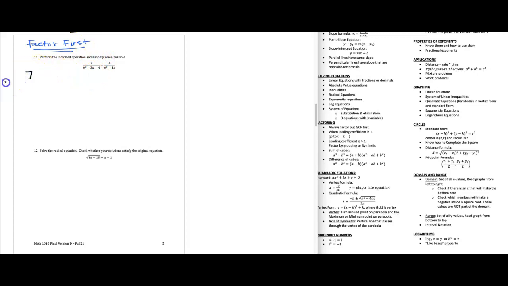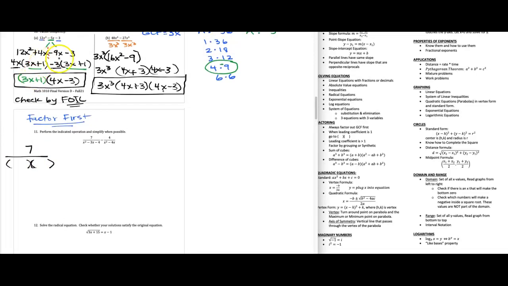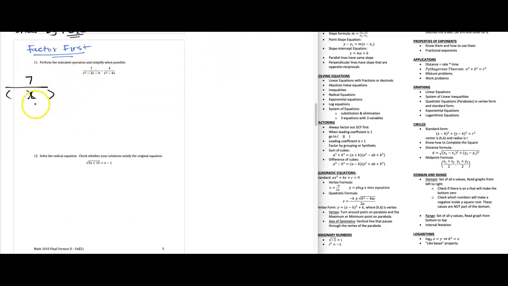So I've got 7 over, well, what times what is -4 that adds to be -3? Notice my leading coefficient is just a 1, so that's why I can go straight to this. I don't have to take all those other steps that we did on that factoring problem up here, right? Where we had to do the first times the last, change it to a 4-term polynomial, and then do all of that. Since that leading coefficient is 1, I can go straight to this. So what multiplies to be -4 that adds to be -3?